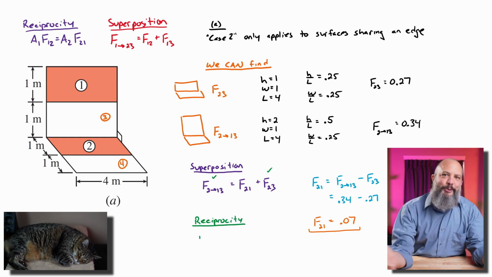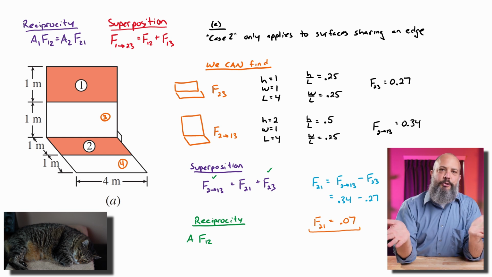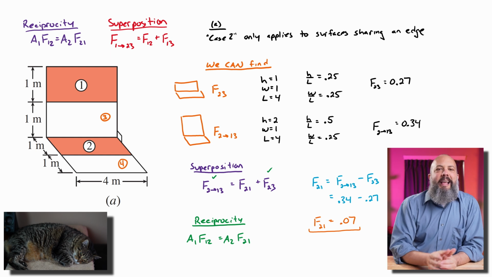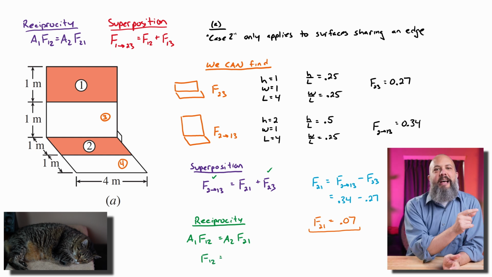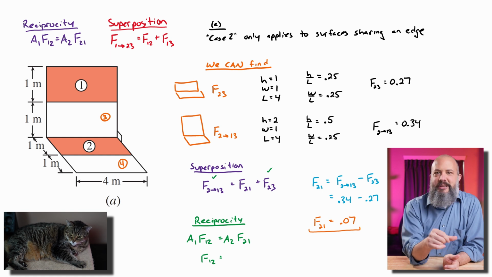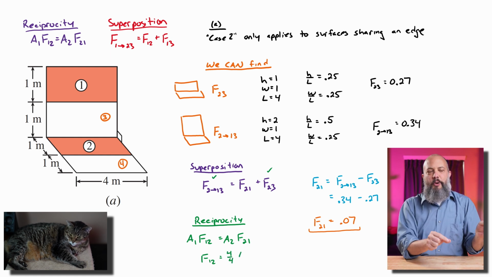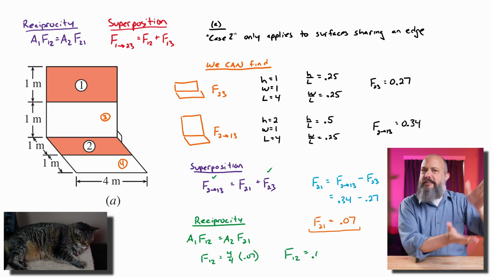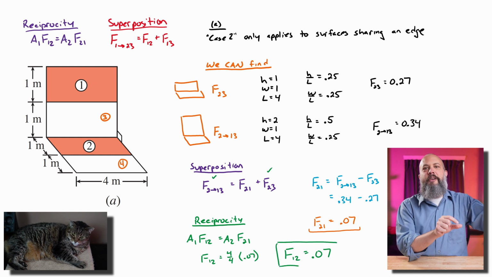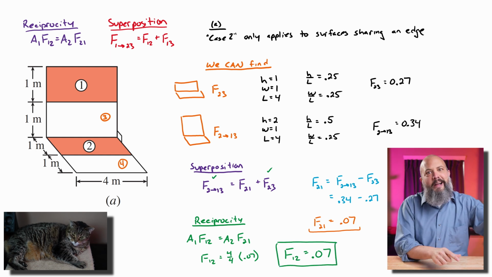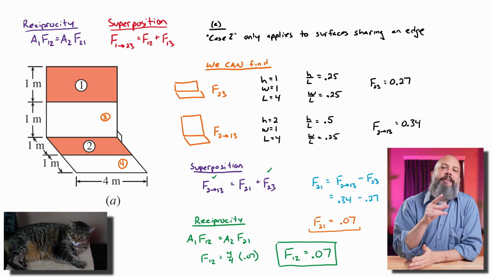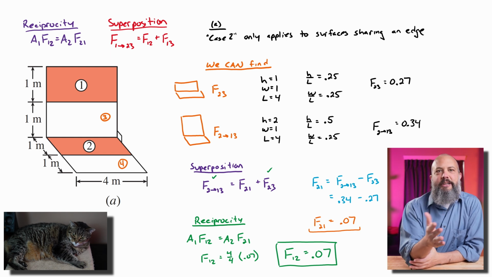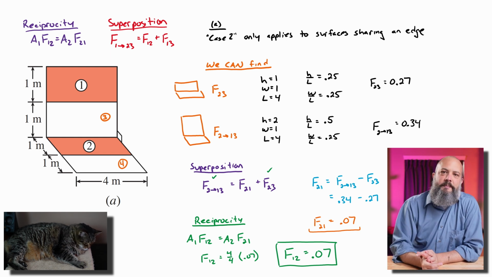So this is the other rule that you're going to need, the reciprocity rule or reciprocity principle. The area 1 times F12 is equal to area 2 times F21. So the relationship, when you want to reverse the direction of the radiation, they're not necessarily equal to each other. It's based on their areas. But in this case, since their areas are identical, then they are equal to each other. So F12 is also equal to 0.07. 7% of the radiation leaving surface 1 will hit surface 2.